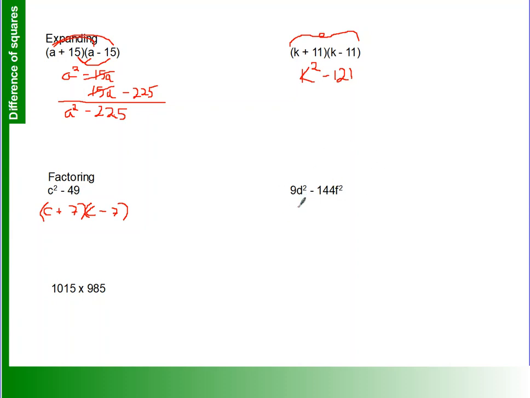So same idea here. 9d squared is a perfect square because 9 is... I heard you next, we're recording here, so we don't want to have that conversation.